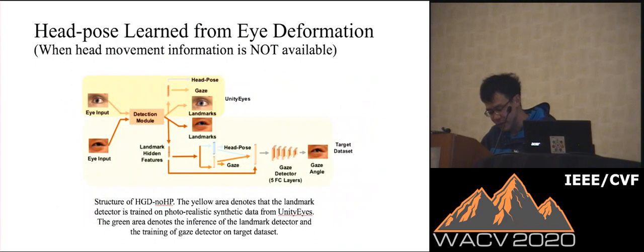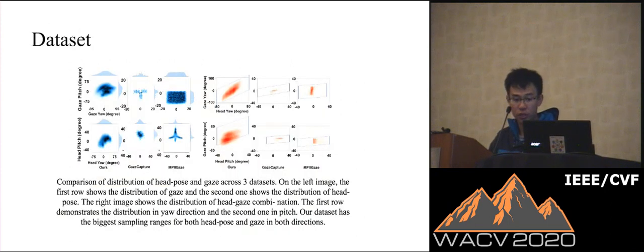This slide is our second method in our system, HGD with no head pose. This is applied to scenarios where head movement information is not available. Inspired by the model-based method, this method is pre-trained to reconstruct head pose and gaze from eye landmark features. The pre-trained eye and landmark data is generated by software and improved by SimGAN to be more realistic. In the target dataset, the gaze detector learns to incorporate those features to generate a more accurate gaze prediction.